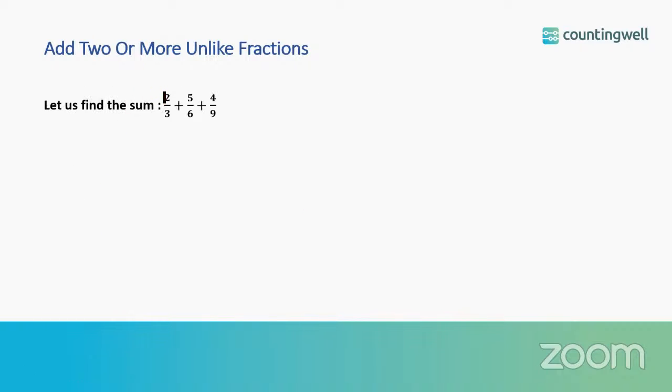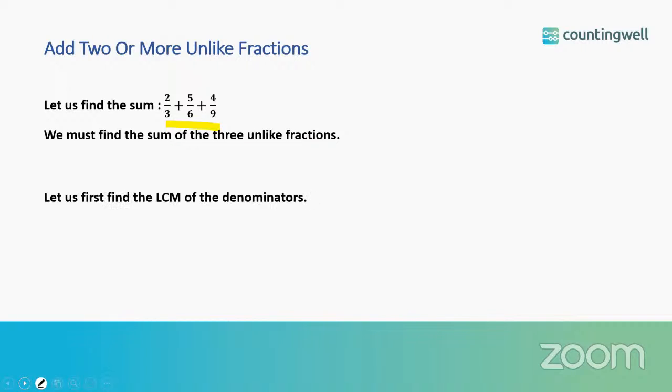Let us find the sum of 2 by 3, 5 by 6 and 4 by 9. You can see the denominators of the three fractions are different. So the first step is to find the LCM of 3, 6 and 9. Let us first find the LCM of the denominators. It is nothing but 18. LCM is nothing but the least common multiple. So the least common multiple of 3, 6, 9 is 18.